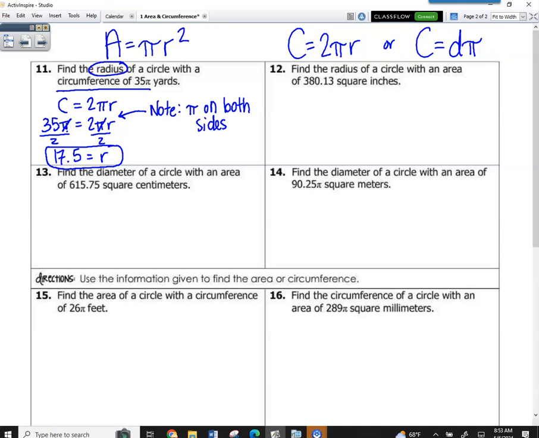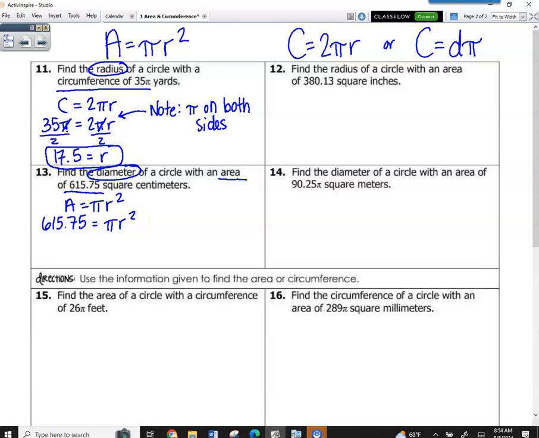All right, let's do 13. It says find the diameter given the area. All right, so we're given an area. We're looking for the diameter. We only have one formula for area, so we don't have a choice here. Area equals pi r squared. Area is 615.75. Copy the pi r squared.